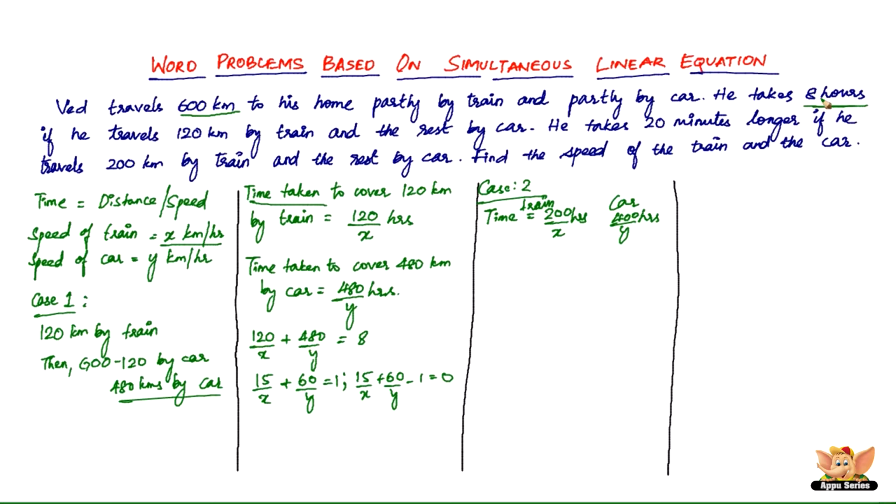But then the most important thing is it doesn't stay at 8 hours. It becomes 20 minutes longer. So it becomes 8 hours, 20 minutes, right? So in that way, we get 200 by x plus 400 by y, and that should be equal to 8 hours and 20 minutes.